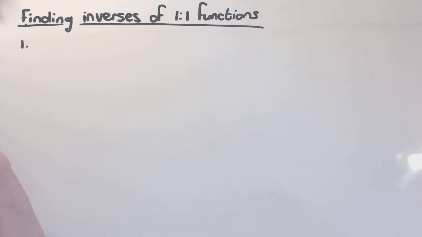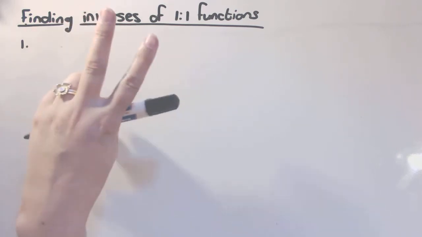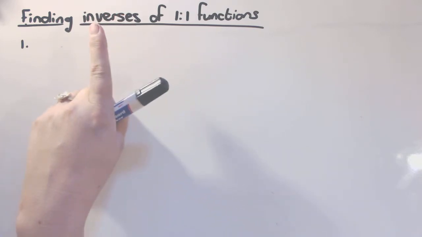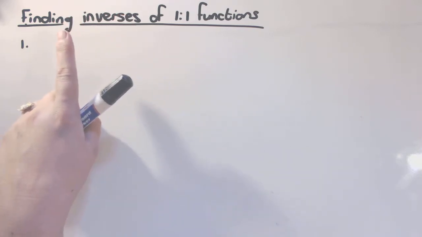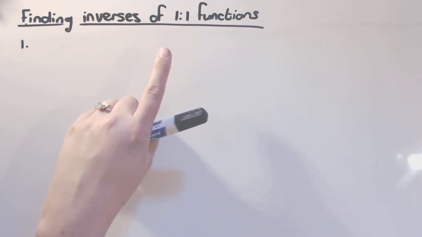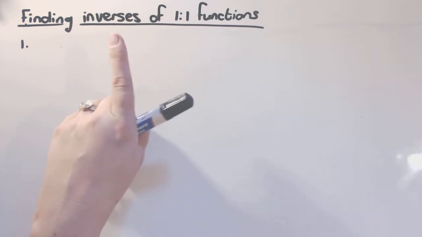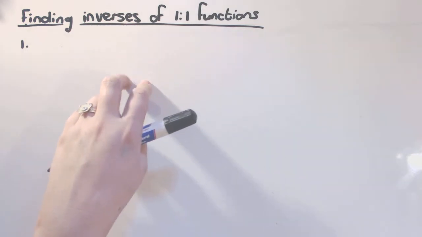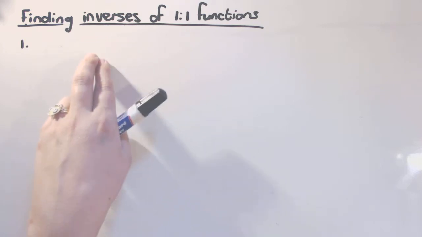So if I find the inverse of a one-to-one function, literally there are two things I must do. The first thing is swap the y and the x values, so all of the y values become x's, and all of the x values become y's in the equation. You just swap them. And then for the second thing, you just rewrite the equation in the form y is equal to.